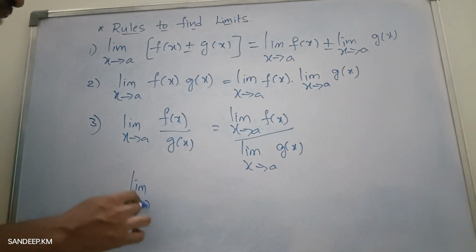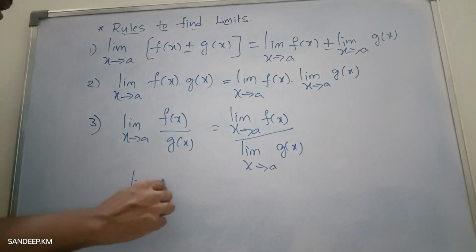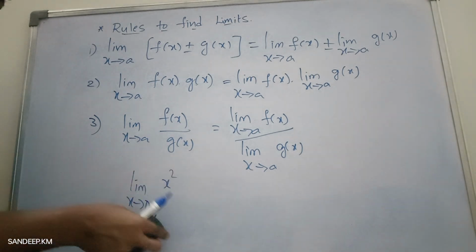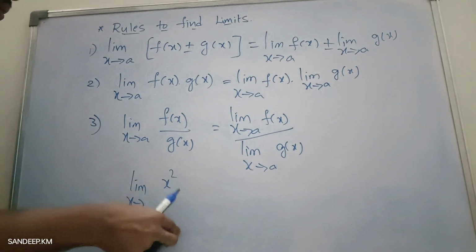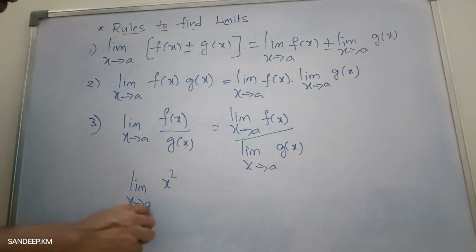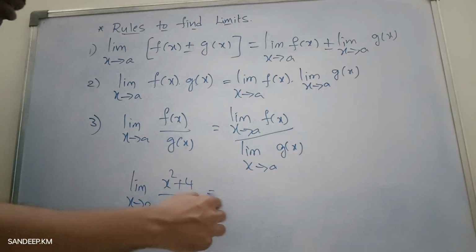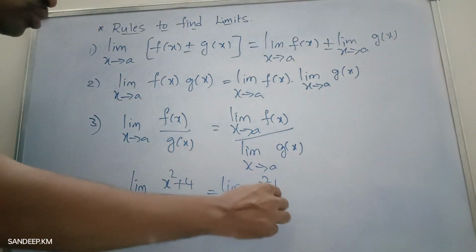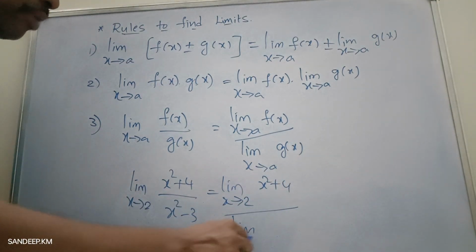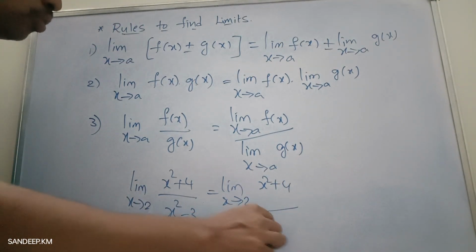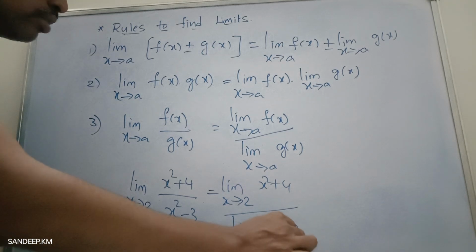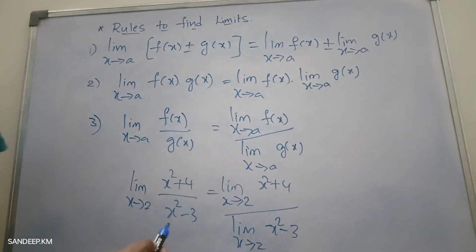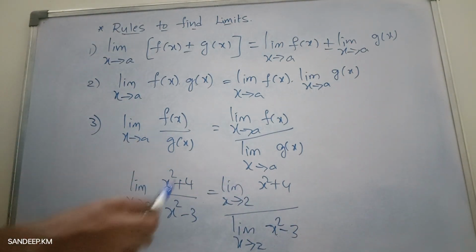Limit x approaches 2, x square plus 4 divided by x square minus 3. So then we can separate the limits to the numerator. Limit x approaches 2 of x square plus 4 divided by limit x approaches 2 of x square minus 3. Then you can substitute the values and then you can calculate the limits. Okay, so this is the third formula.